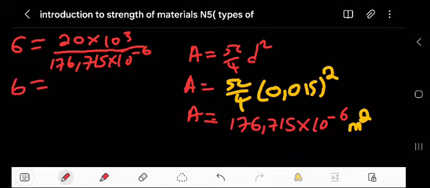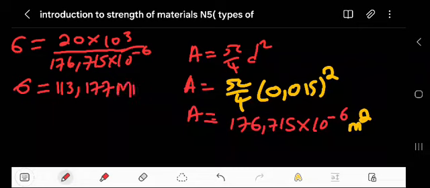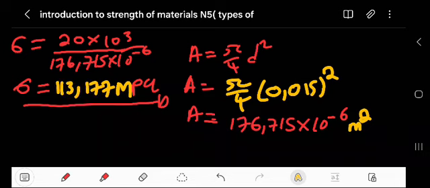If I'm punching this, remember this is a stress. Our stress there simply equals to 113,177. This will be in megapascal. Hopefully you understand what is megapascal. Mega simply means times 10 to the power of 6, right? That is times 10 to the power of 6.